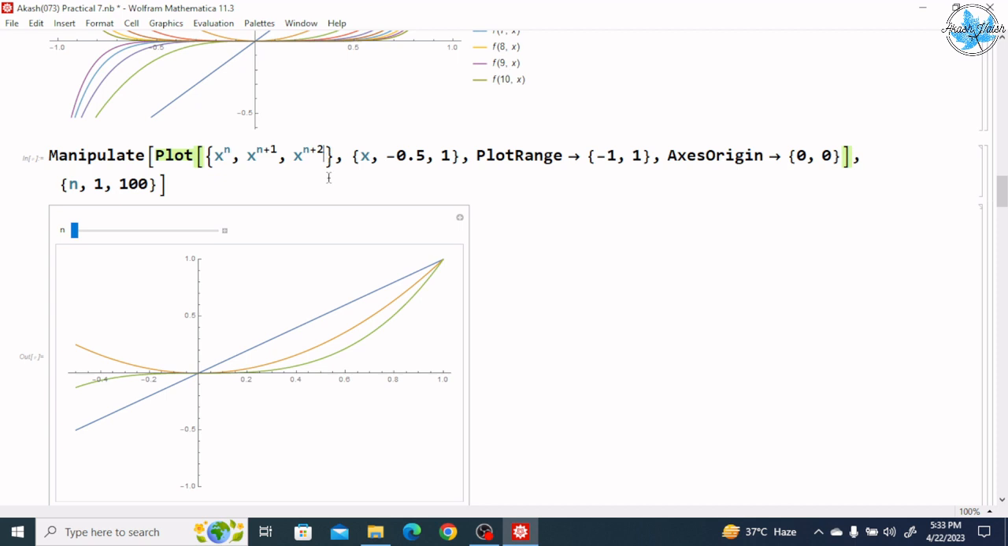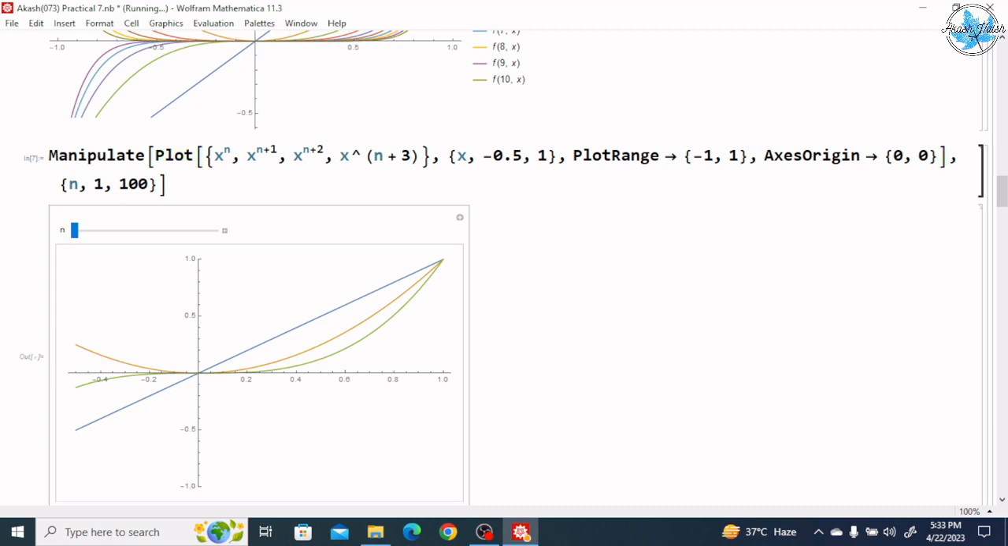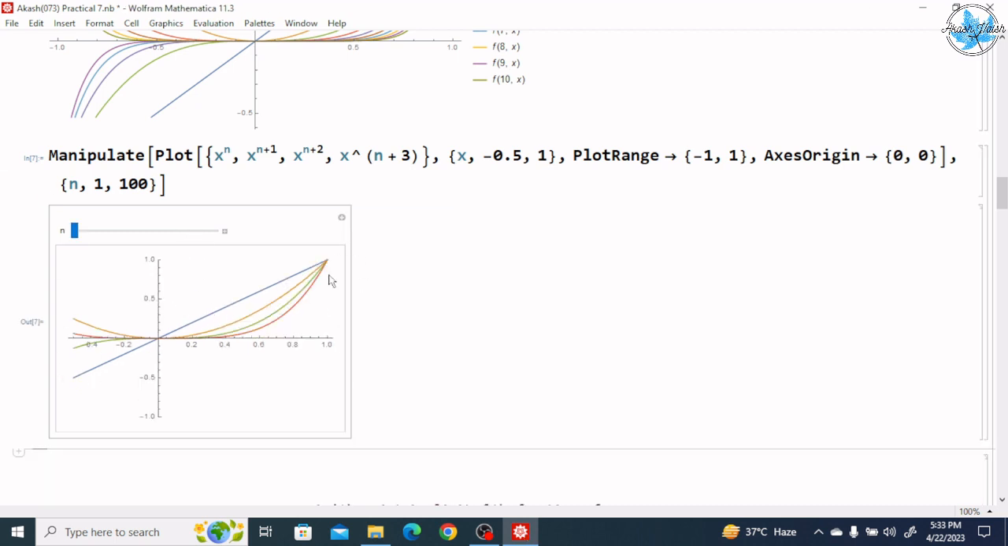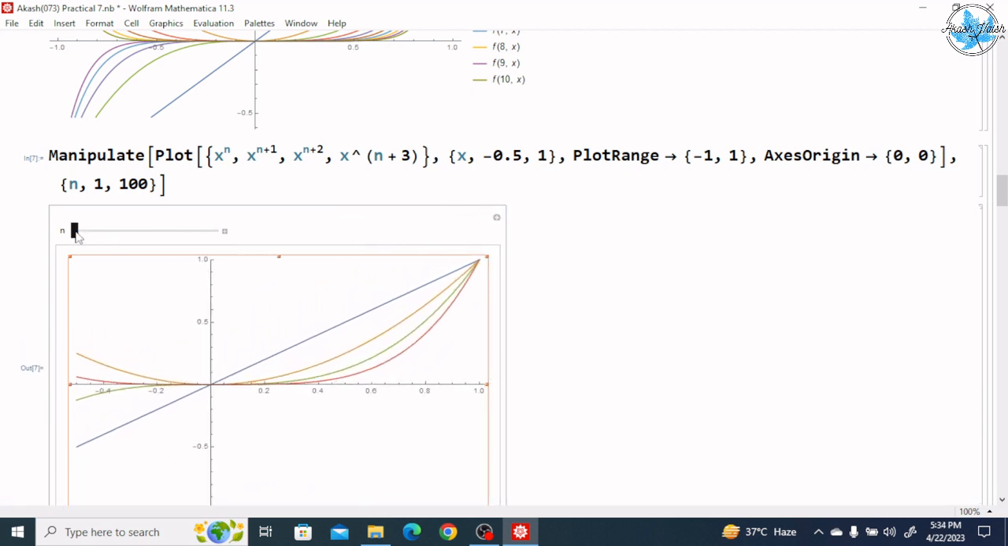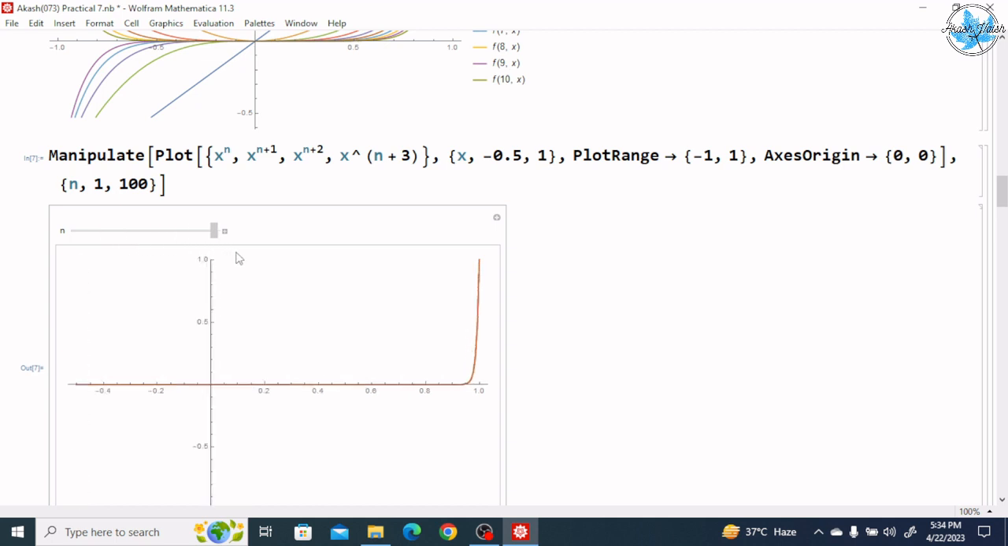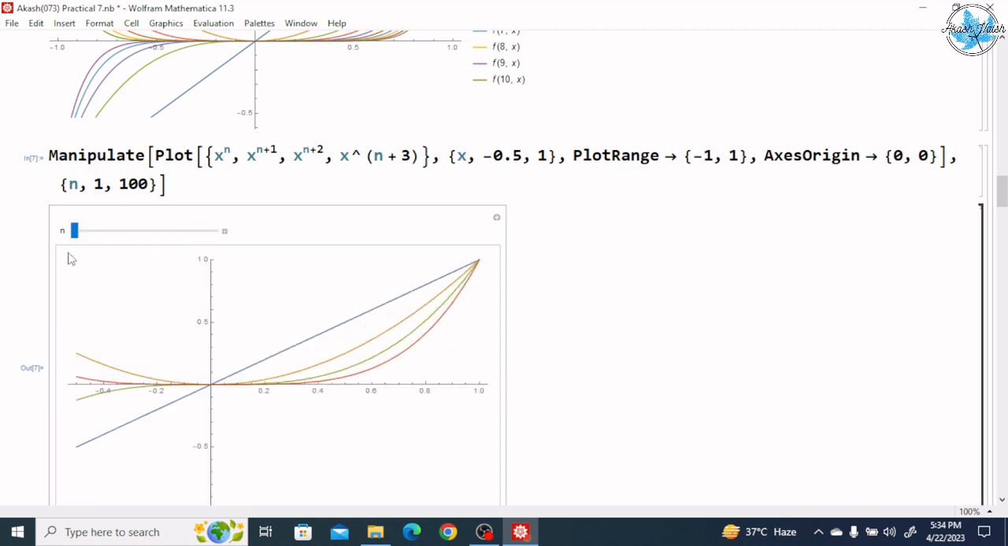Okay, so if you give again x to the power n plus 3, next would be this. Give the shift plus enter key, then you will also get the result. Now in the graph you can see the red color line is also coming, which is showing the x cube graph, and it is also converging on 1 and 0. So you can see the graph of the function. Change the value of n and you will get the graph.